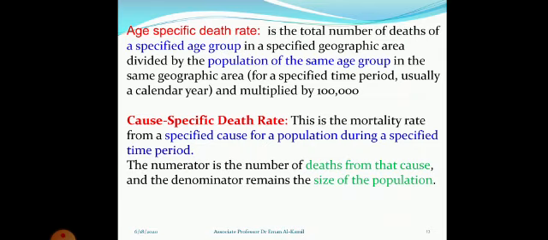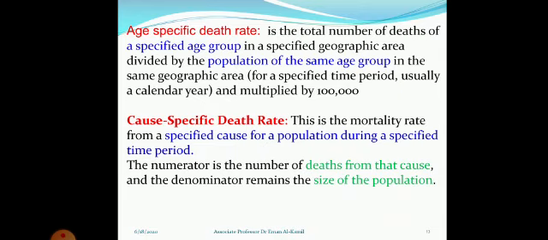The number of deaths of elderly people equals the number of deaths after the age of 60, or some books state after 65 years, divided by the number of all elderly people at this age group, multiplied by 1000. While for the cause specific, the constant is either 1000 or 10,000 or 100,000. It depends on the rate which you are going to calculate. So age specific is sometimes used per 1000 or per 100,000.